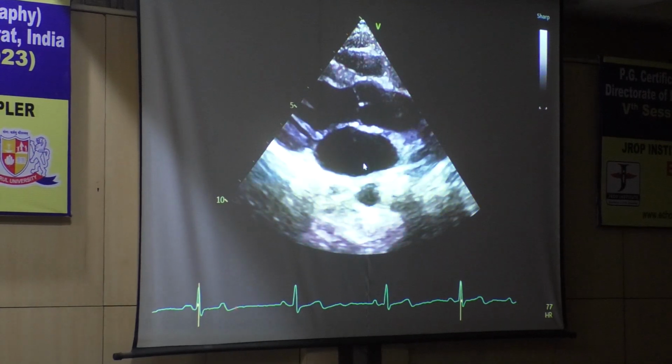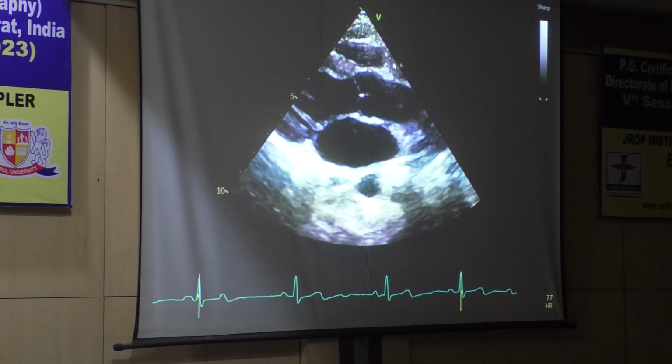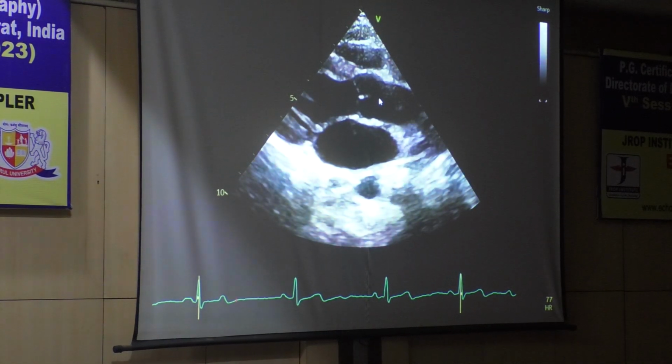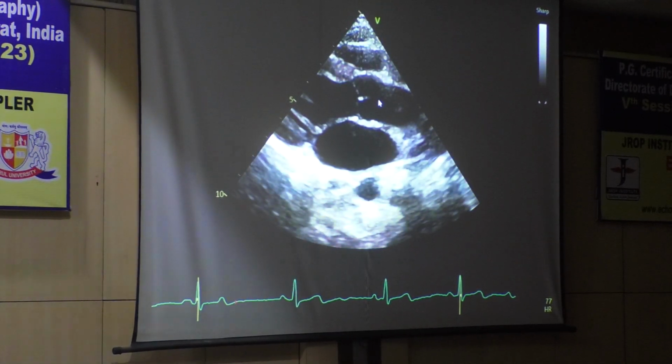Second thing, in long axis also, you will not see two vessels together. You will see one vessel in one view. You have to tilt the probe to see the other vessel normally. If you are seeing two vessels together, then this patient does not have normally related great vessels. That means ventriculoarterial concordance is not there.